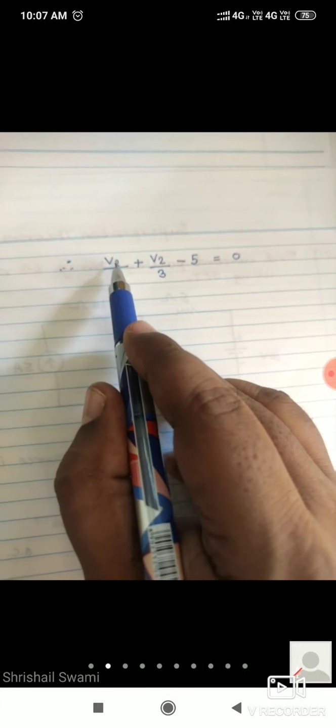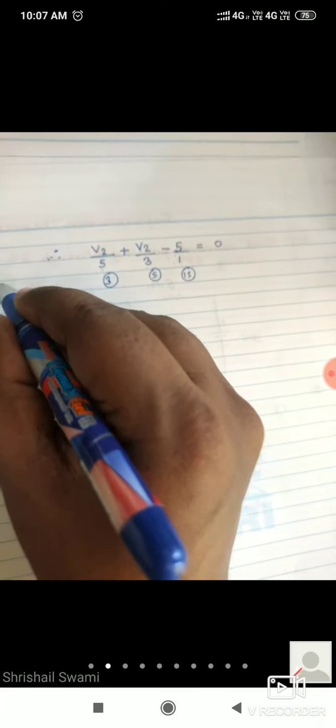So I will write the equation here. Two are outgoing, which means two are positive terms. V2 minus 0 divided by 5 plus V2 minus 0 divided by 3 minus current 5 is equal to 0. So this will be the equation. V2 minus 0 divided by 5, V2 minus 0 divided by 3, and this is incoming current, that's why it is minus. So what is the LCM? 15. Here multiply 3, here multiply 5, here multiply 15. So the LCM is 15.